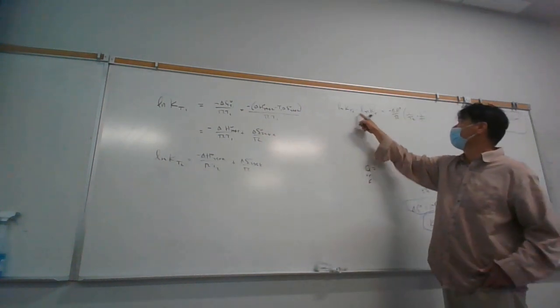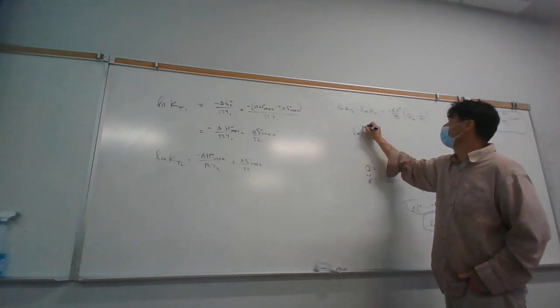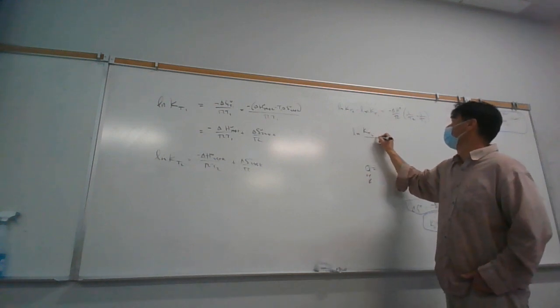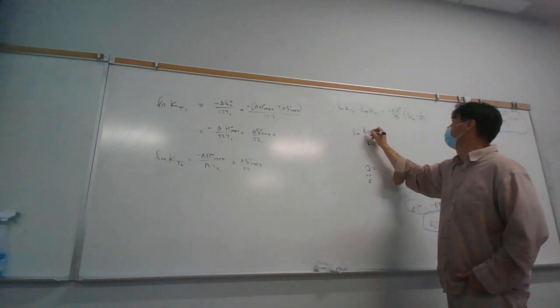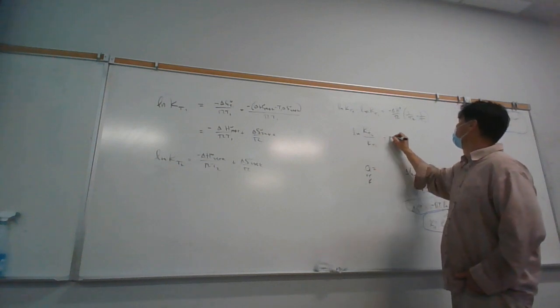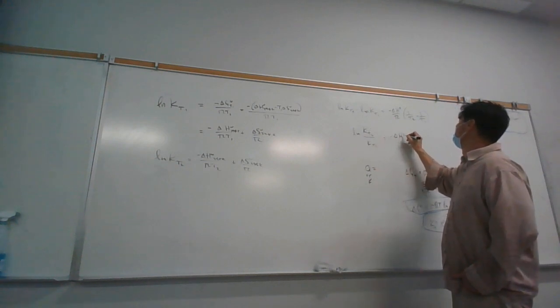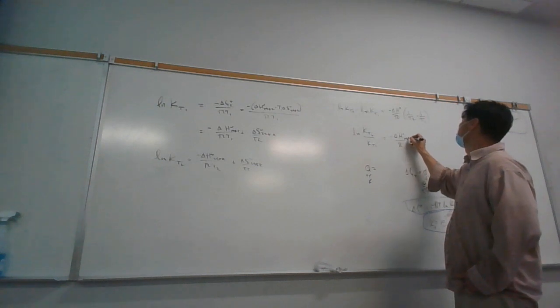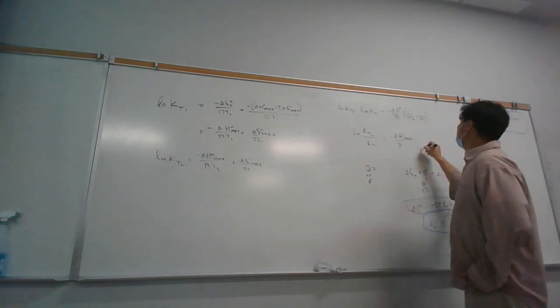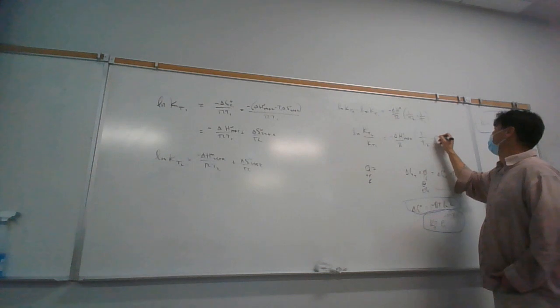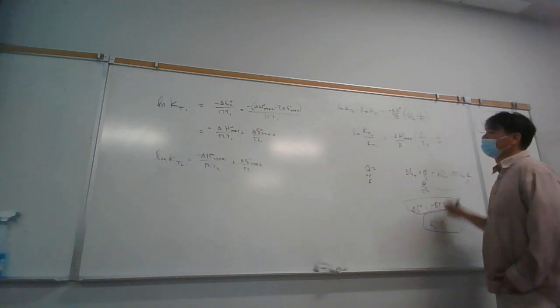And then I'm going to use the property of logs here. This is going to be ln of K at T2 over K at T1 is equal to minus delta H naught over R. This is at 298 Kelvin. 1 over T2 minus 1 over T1.